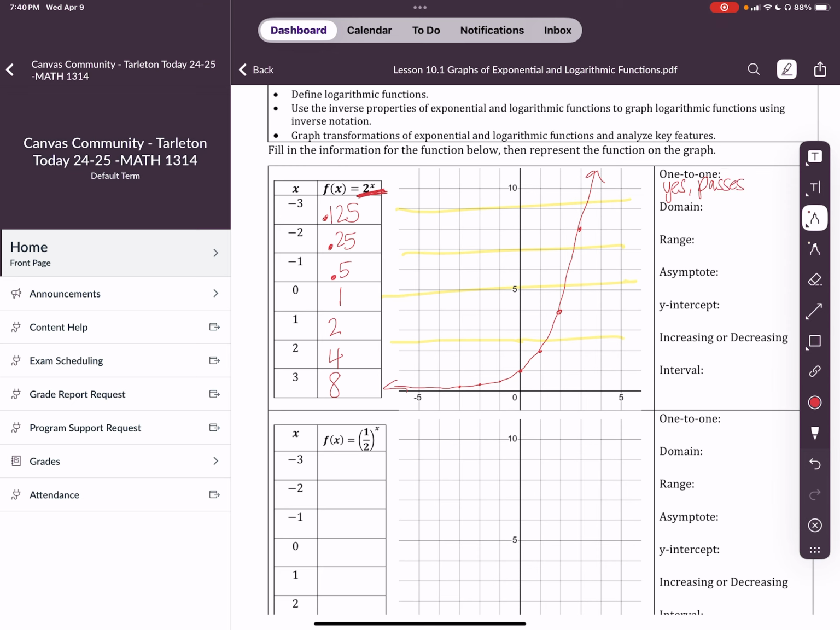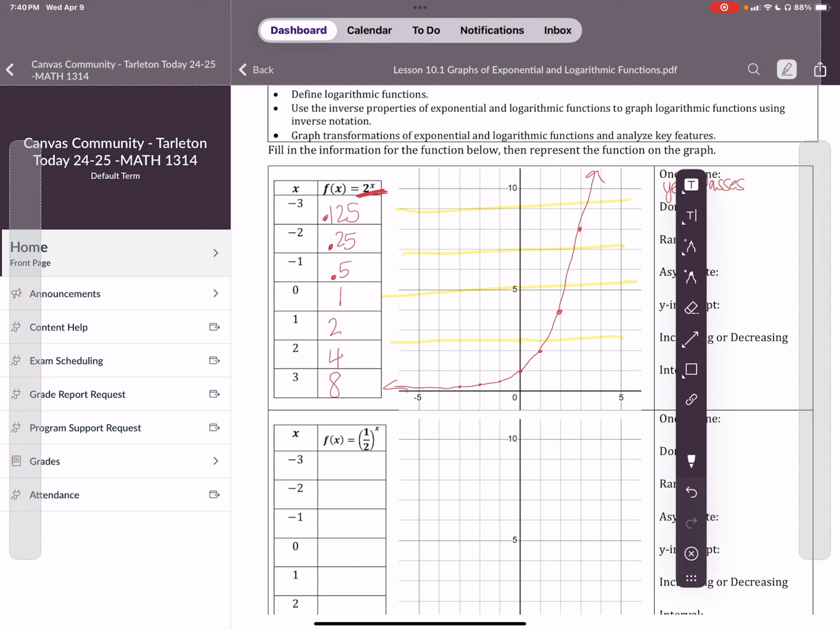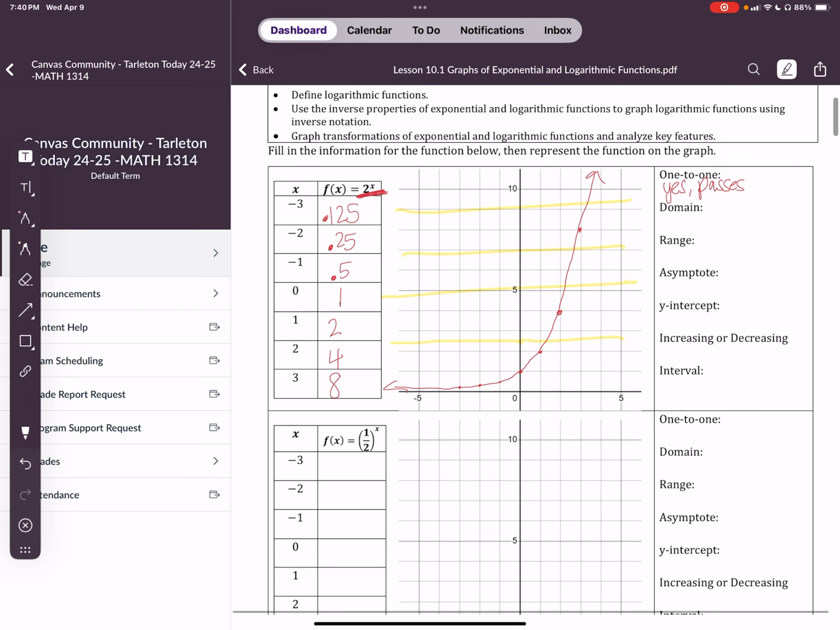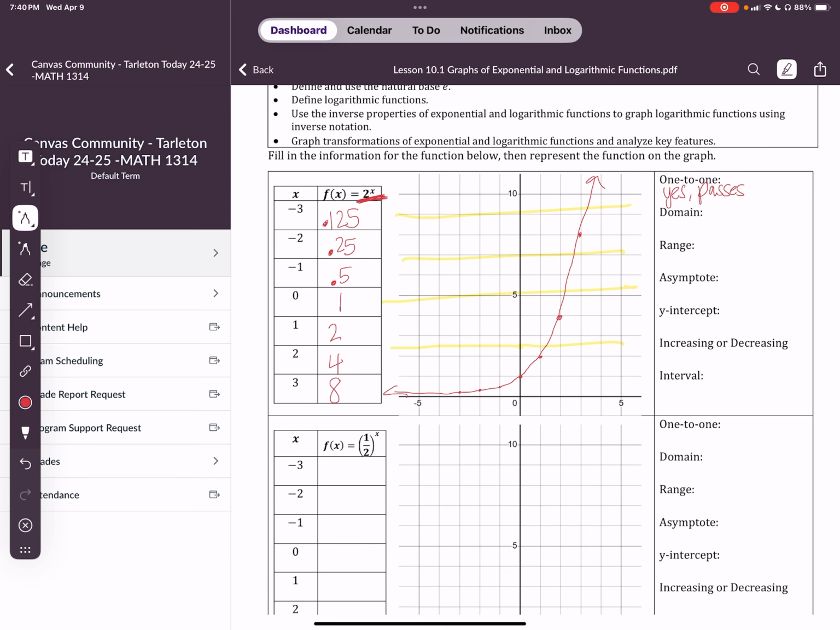the horizontal line test. So that is how you know if it is one-to-one, is if it passes a horizontal line test. Well, my domain here is not restricted. It is going to be all real numbers because it extends in both directions. You can also say that it is from negative infinity to positive infinity. That's the same way as saying all real numbers.